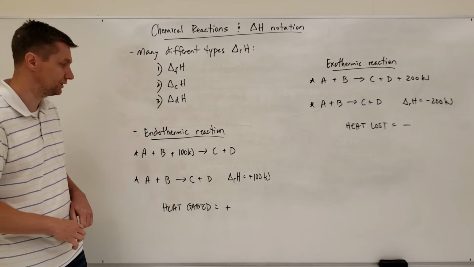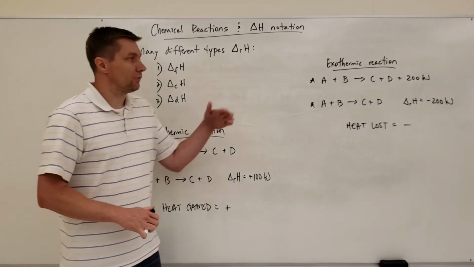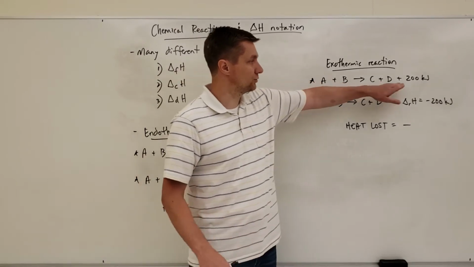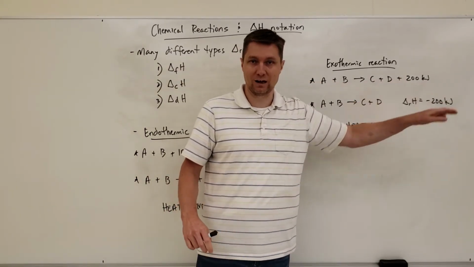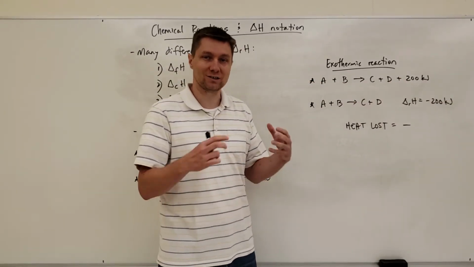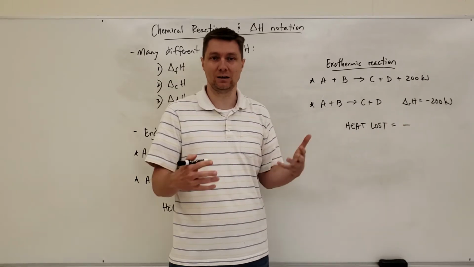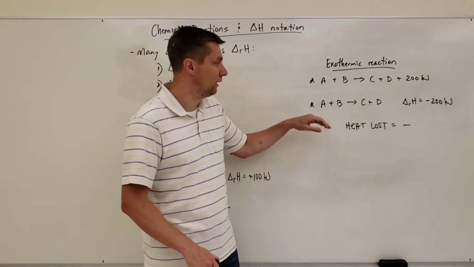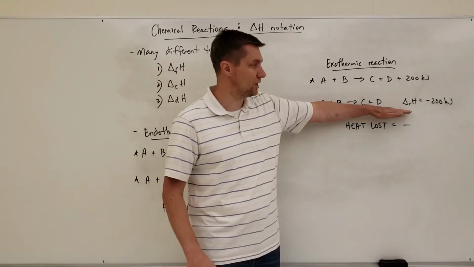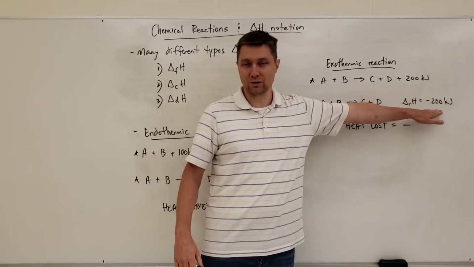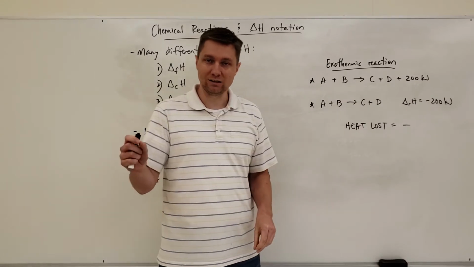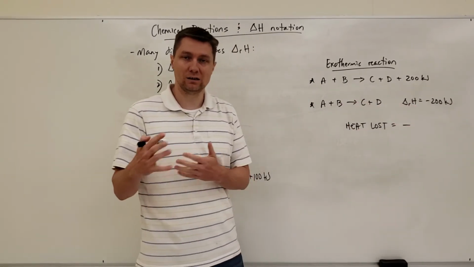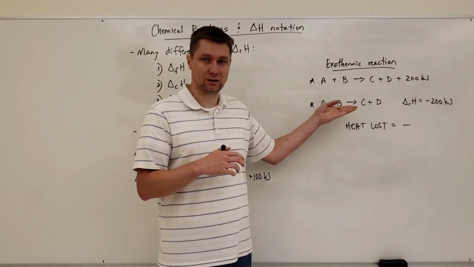Now, if we come over here to exothermic reactions, the same is true, but you'll see that the energy term over here is on the product side. And so exothermic reactions have that energy term on the product side to indicate how much energy has been lost by the reaction. We can write it in delta H notation as well, but you'll notice here that because it's energy lost, or heat lost, this 200 kilojoules must be negative.